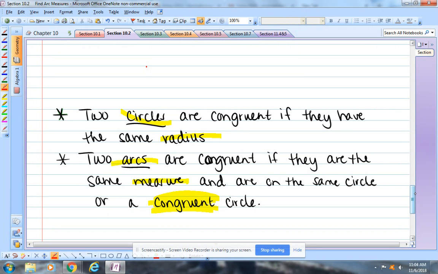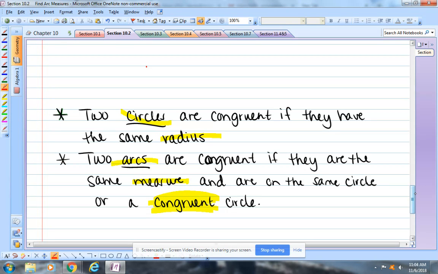2 circles are congruent if they have the same radius. So circles and radius are the answer to the blanks on the next to the last theorem. 2 circles are congruent if they have the same radius. So if they have the same radius, they'll have the same diameter, right? Because you double the radius, get diameter.